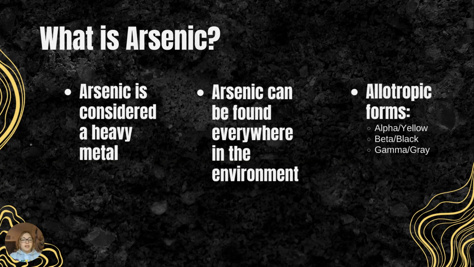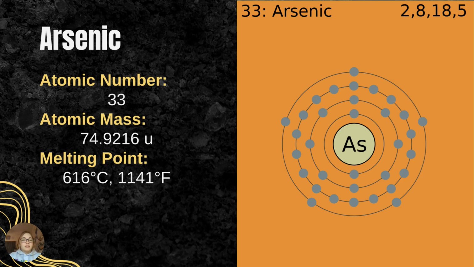So arsenic is considered a heavy metal, and arsenic can be found everywhere in the environment. And it has three allotropic forms, which are alpha yellow, beta black, and gamma gray. The atomic number of arsenic is 33, the atomic mass is 74, and the melting point is 616 degrees Celsius or 1,141 degrees Fahrenheit.